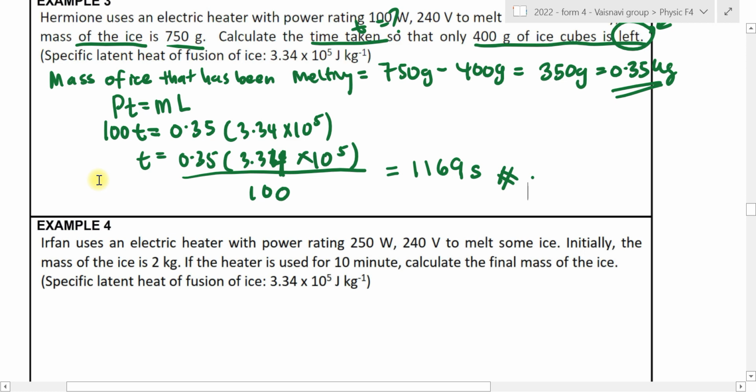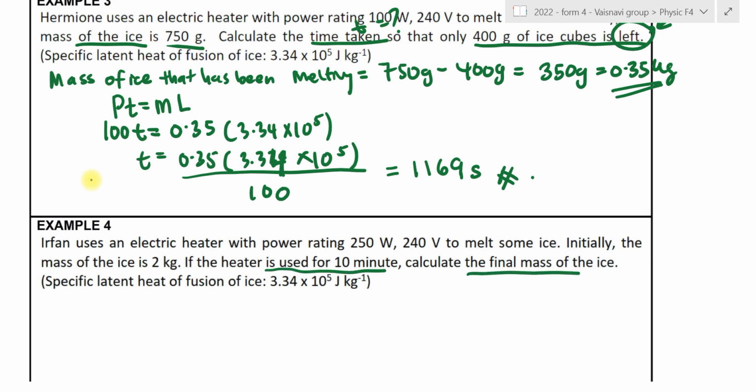Next. Irfan used an electric heater with power rating 240 watt, 240 volt, to melt some ice. Initially, the mass of the ice is 2 kg. If the heater is used for 10 minutes, calculate the final mass of the ice. Imagine the mass is not given. Dia ambil 2 kg tapi berapa yang melt, berapa yang tinggal kita tak tahu. Dia tanya final mass of the ice. Jadi kita kena cari dulu berapa dia melt.